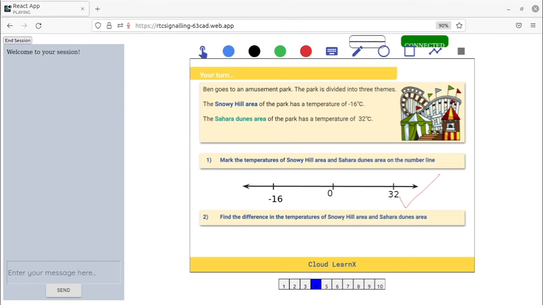So first I'm checking the gap between -6, 16 to 0. Okay, let's do that. So yeah.